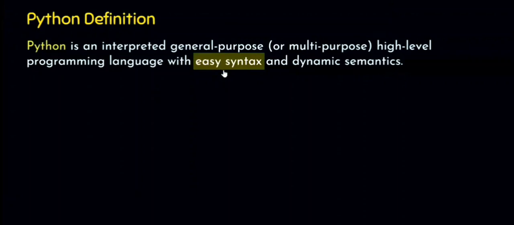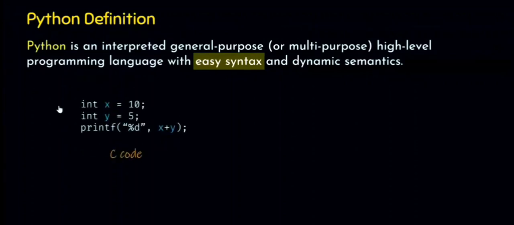In order to understand this in a better way, I would like to give one example from C programming language and one from Python. I'll take the equivalent Python code to better demonstrate why Python has an easy syntax. Let's consider one example code from C. Here we have a C code available.